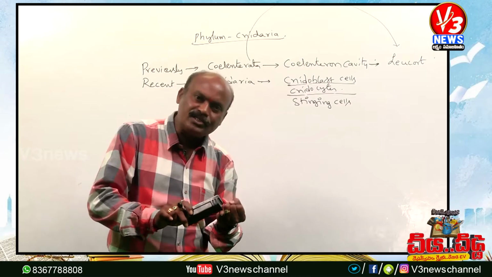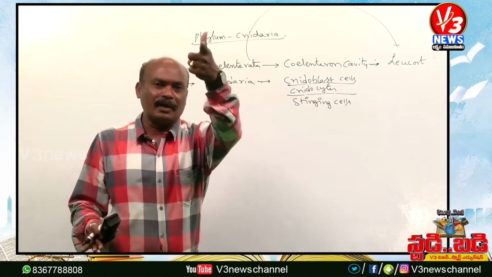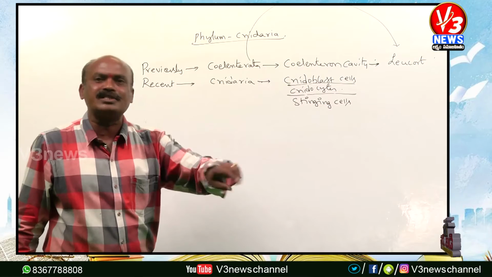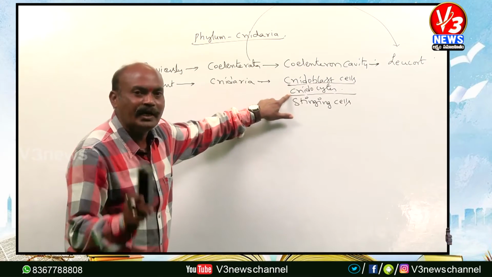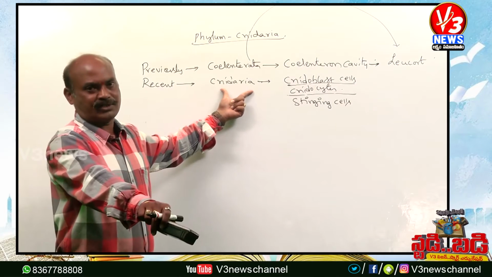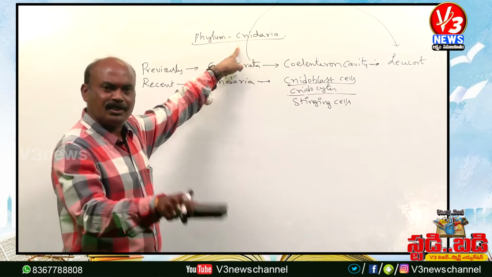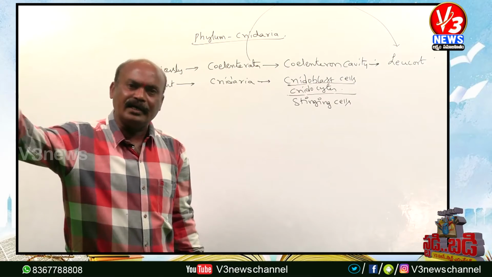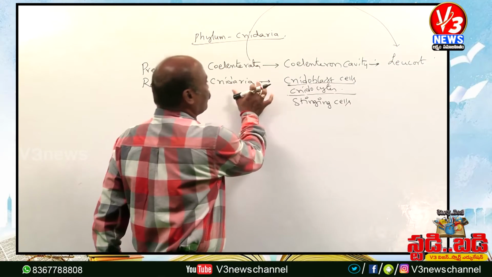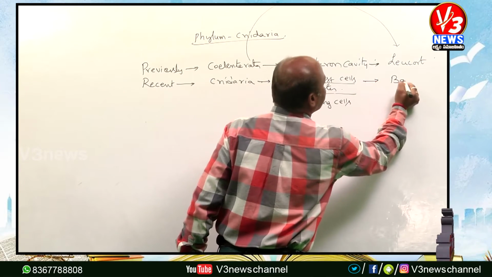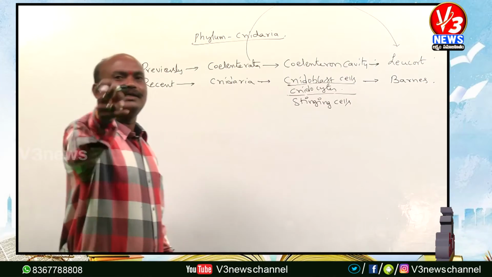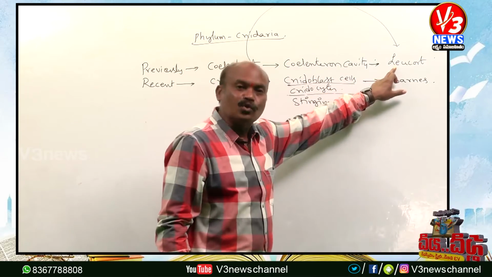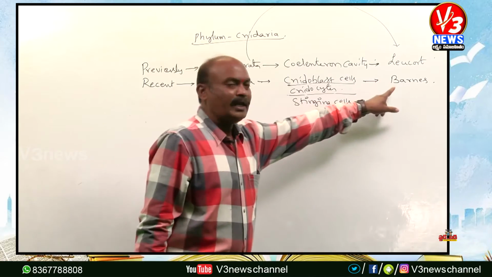So Nidarians as well as ctenophores, these two belong to what? Coelenterates. Both are coelenterates, but the small difference is that the coelenterates with nidocytes are Nidarians. That is the major phylum. Nidaria is the major phylum. The coelenterates without nidoblast cells are ctenophores. The term Nidaria was coined by Hyman, the term Porifera by R.E. Grant, the term Coelenterata by Leuckart.